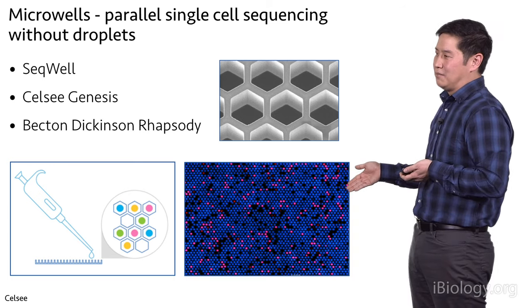And again, this also has the advantage that if you have 2 or more cells in a droplet, you can detect those because you'll see 2 different barcode sequences assigned to a single droplet. And you can exclude that from analysis.